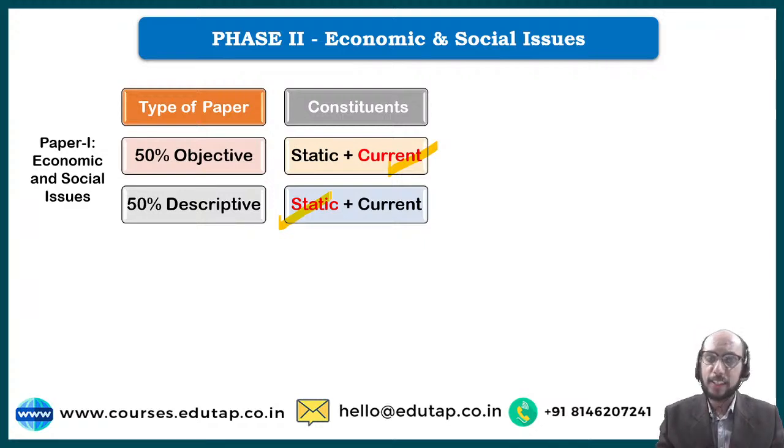But until and unless your overall conceptual clarity is good, and your static understanding of what is happening in your country is good, you will not do well in the descriptive component of the exam. So keep this distinction in mind: to do well in objective, you have to be very strong in current affairs based on previous year trends, and to do well in descriptive, you should have a decent command over static. You should have a decent command over what has been happening in the Indian economy in all these years and decades. And of course, you should also have some idea of what is happening in the present so that you can integrate that.